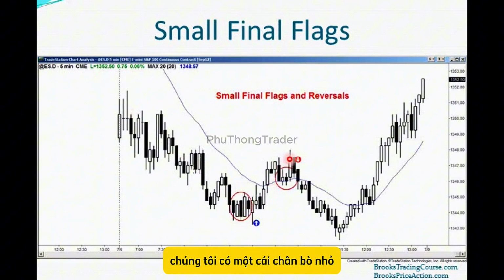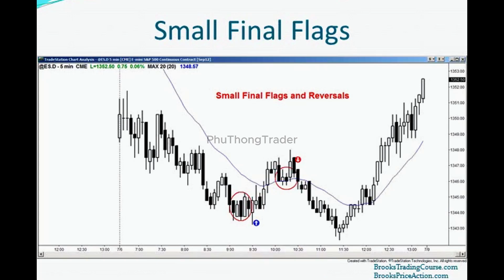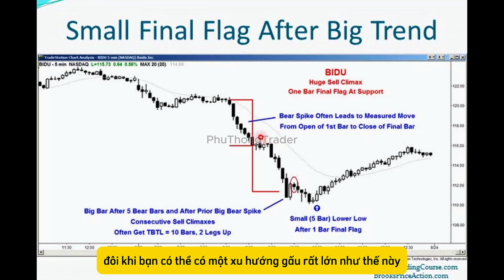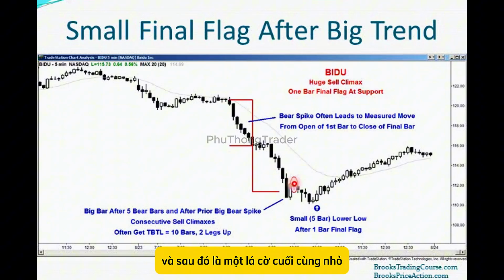We have a small bull leg in either a trend or a trading range. These 2 bars became the final flag that led to a reversal down to a lower low major trend reversal. Sometimes you can have a very big bear trend like this, and then a small final flag being the last flag in the bear trend.